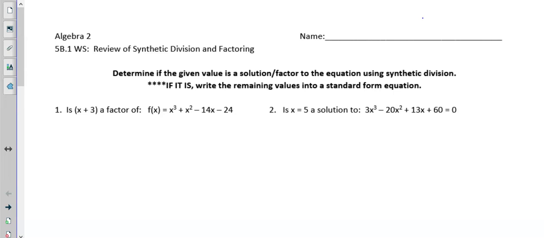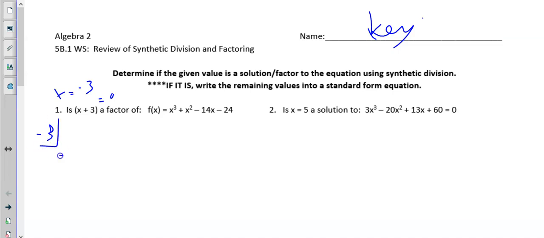All right, homework key. So remember, when we have x plus 3, that means if we set this equal to 0, we would find out that x equals negative 3. That's the number that goes in the box.